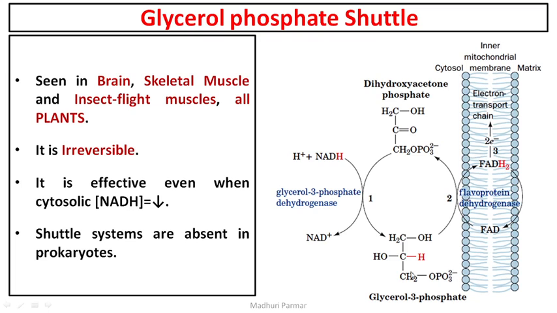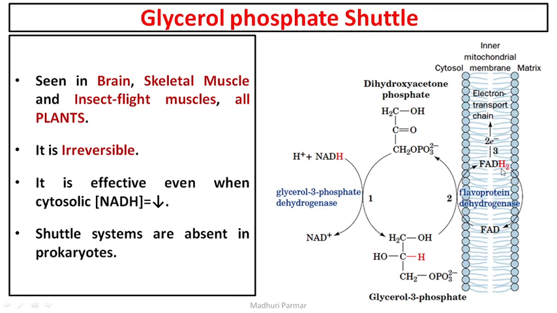Now this glycerol 3 phosphate, there is another enzyme which is known as flavoprotein dehydrogenase. This enzyme is present on the inner mitochondrial membrane. What is this enzyme doing? It is basically converting FAD, which is flavin adenine dinucleotide, into FADH2.